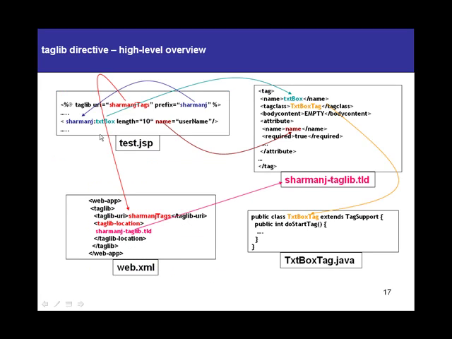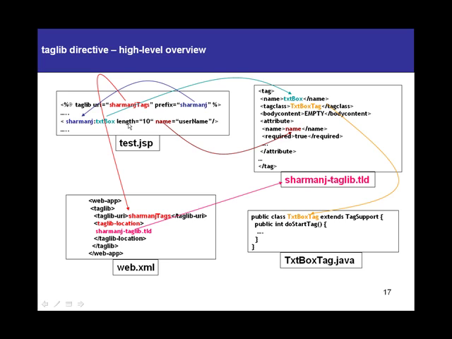So let's see here an example where I show all the different pages and classes and files involved in a tag library and how each file is connected to the other file, right? So the first thing is my test.jsp. Okay. So here I have a common logic for displaying the text box.